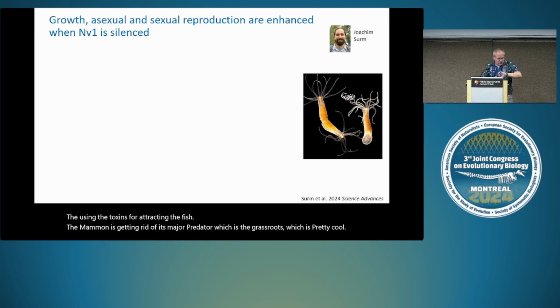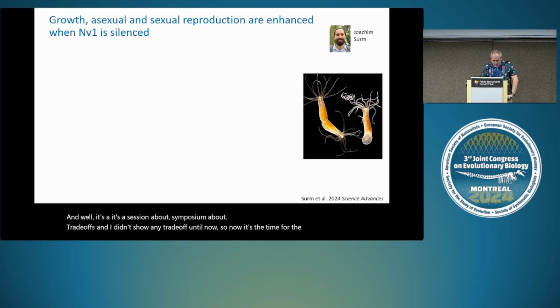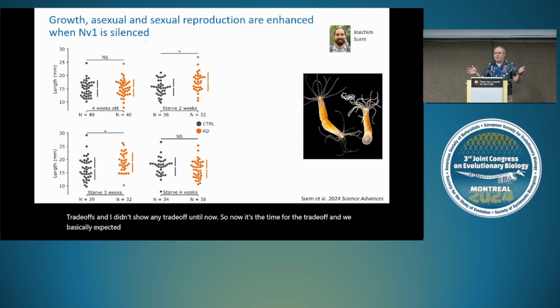And well, it's a symposium about trade-offs, and I didn't show you any trade-off until now. So now it's the time for the trade-off. And we basically expected, since we know and we measured physiologically that NV1 production has a huge metabolic toll on the anemone, that something would change the moment that NV1 is removed. And this is actually what we show here.